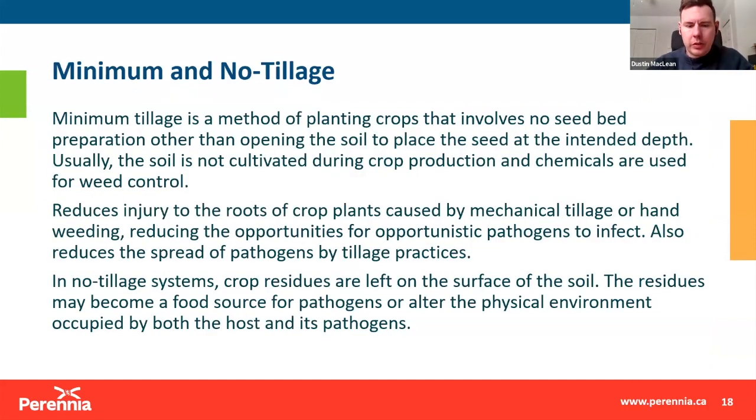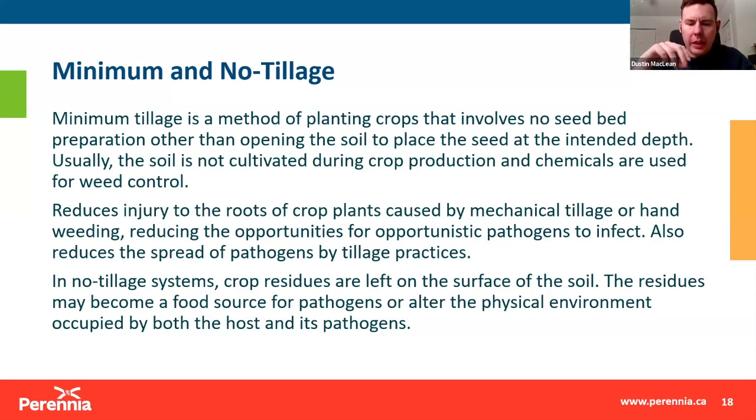Minimum and no tillage. Minimum tillage is a method of planting crops that involves no seedbed preparation other than opening the soil to place the seeds at the intended depth. Usually the soil is not cultivated during crop production, and chemicals are used for weed control. This reduces injury to the roots of crop plants caused by mechanical tillage or hand weeding, reducing the opportunities for opportunistic pathogens to infect. It also reduces the spread of pathogens by tillage practices.